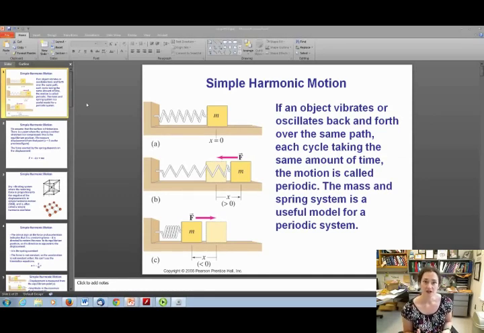So, let me define simple harmonic motion first. If an object vibrates or oscillates back and forth, traversing the same path, each cycle taking the same amount of time, then we call that periodic motion. And the mass and spring system is a very useful model for a periodic system. But of course, there's a lot more systems that exhibit simple harmonic motion than just masses on springs.